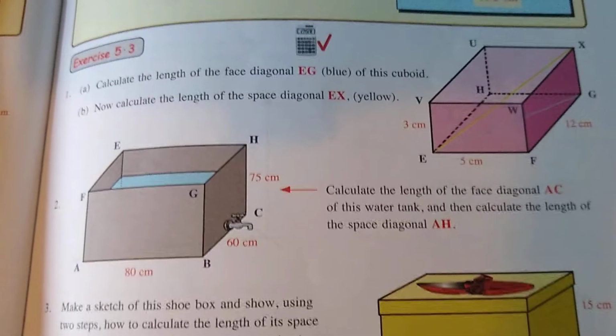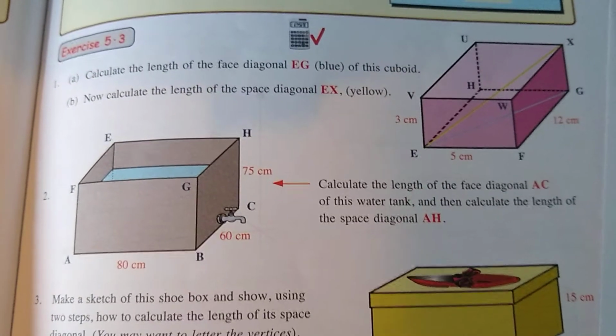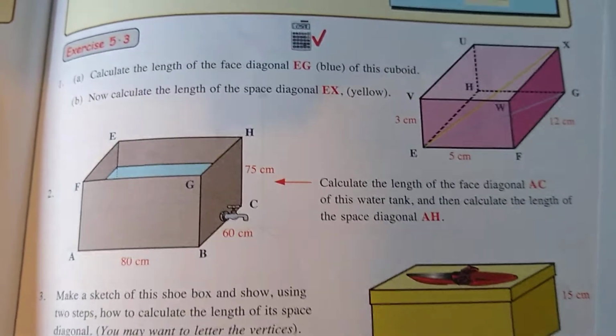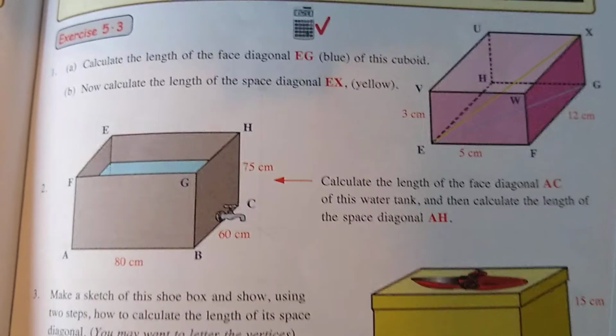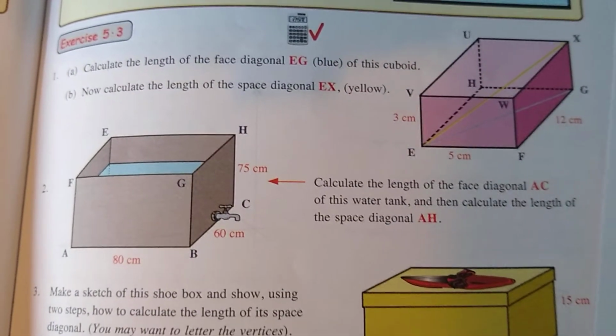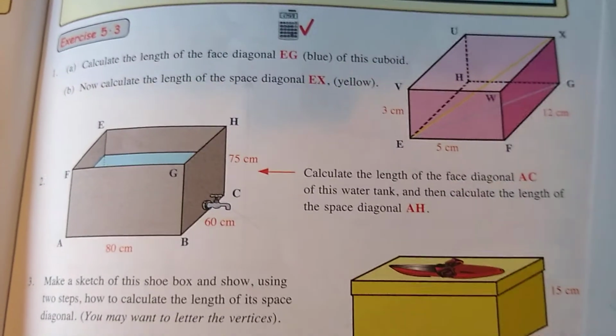Hi, we are having a look at some 3D Pythagoras work here. So using the TJ National 5 textbook, we're going to have a go at question 1 from exercise 5.3. So 1a, calculate the length of the face diagonal, e.g. the blue line of this cuboid.